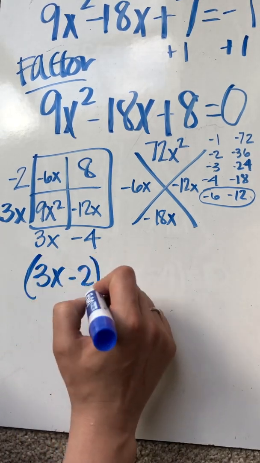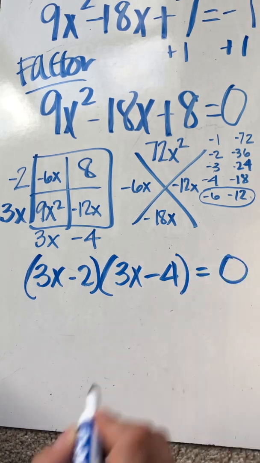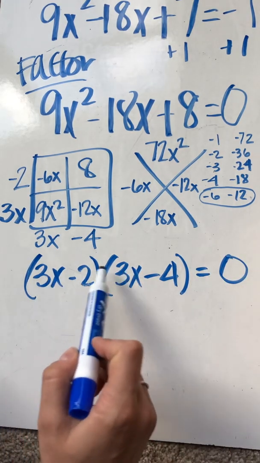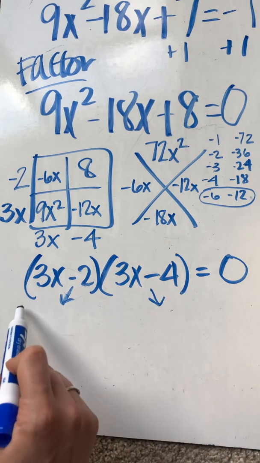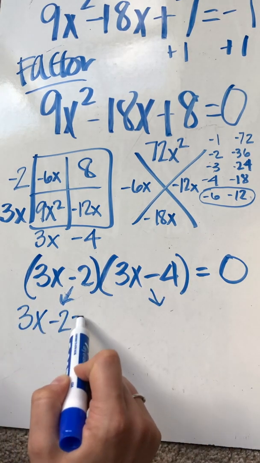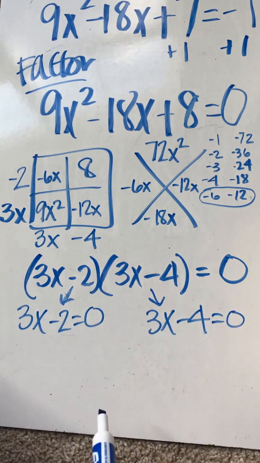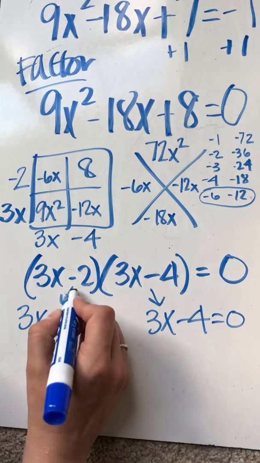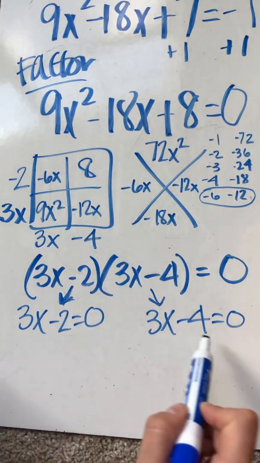So let's write our factors out. 3x minus 2 times 3x minus 4 equals 0. So because they're two things that multiply to equal 0, each one of them on their own can be a solution. So 3x minus 2 equals 0. And 3x minus 4 equals 0. This is why we like factoring, because instead of one huge equation from the beginning, we have two smaller ones.